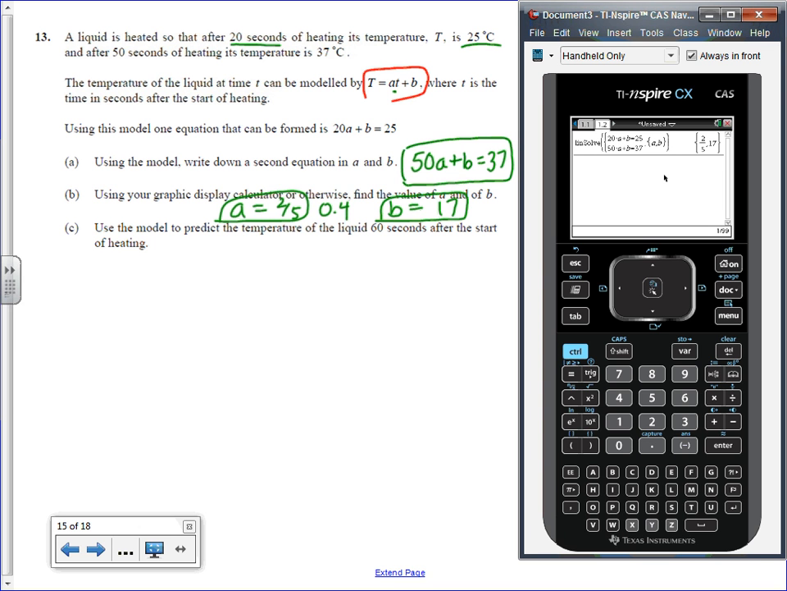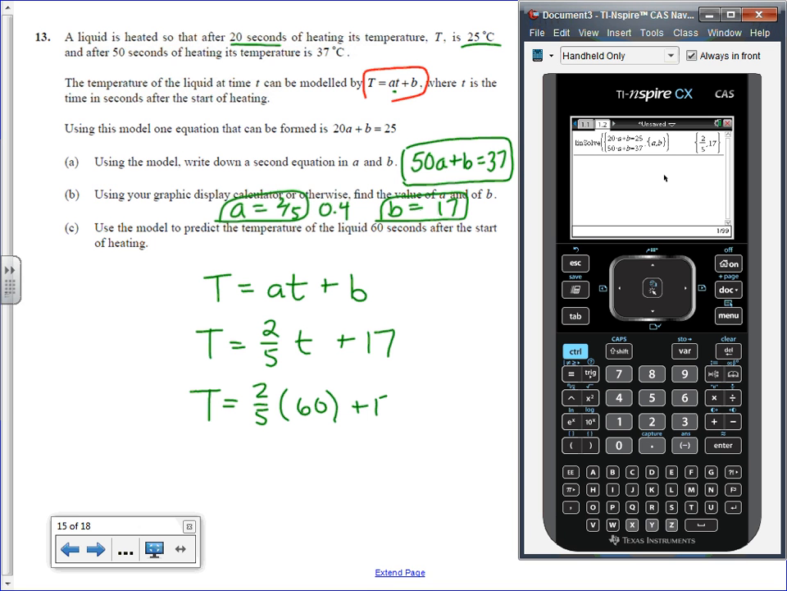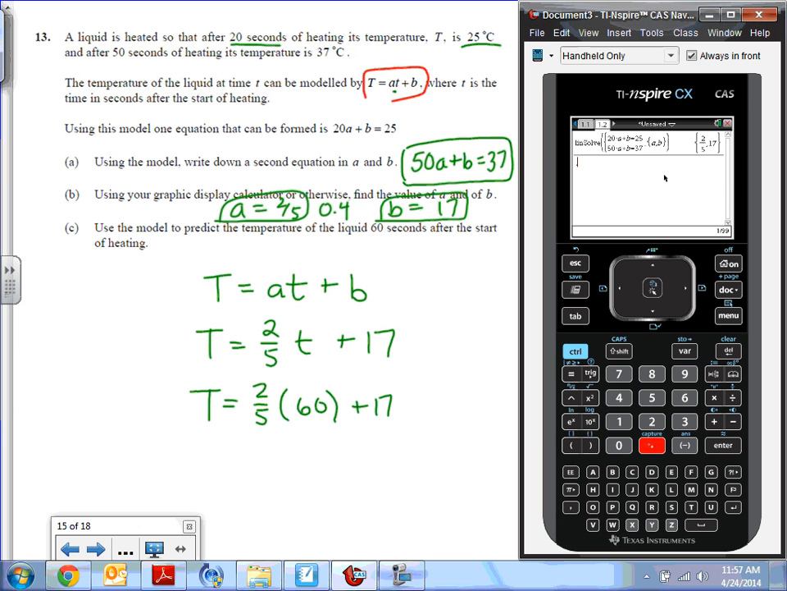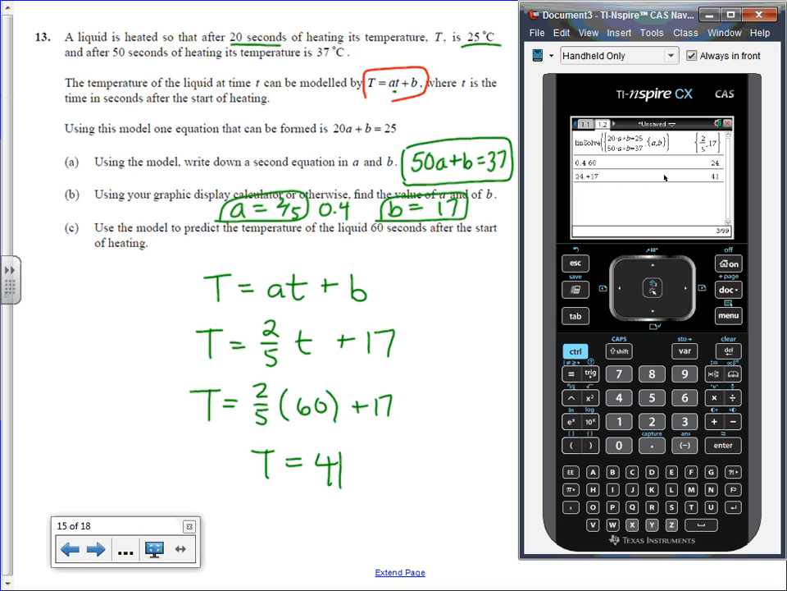All right, use the model to predict the temperature of the liquid 60 seconds after the start of heating. Now the model was this. The a and b that we just found are constants in the model, no matter what time you plug in. And it's asking us to find the temperature when we plug in the time 60 seconds. So we go to our calculator, 0.4 times 60, add 17 to that, and it's 41 degrees, units for Celsius here, and that's the temperature after 60 seconds.